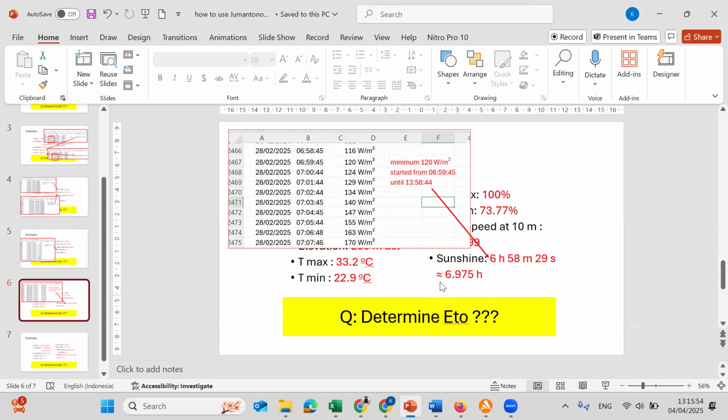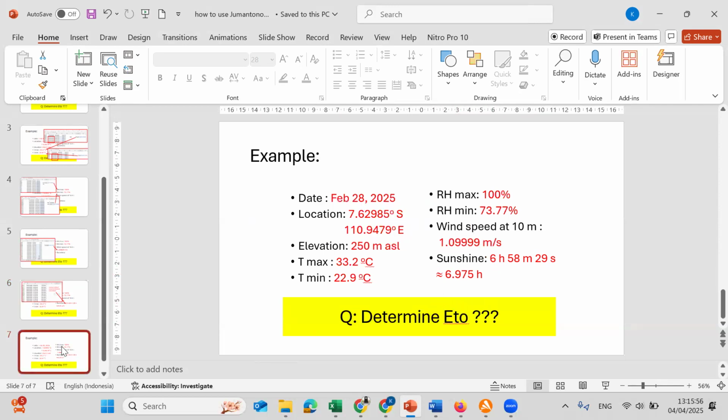So we got 6.975 hours. We already have all the information from the data, and then you can calculate using the Penman monthly. Good luck, and please try to do the assignment, calculating the evapotranspiration using the formula that has been given to you. Thank you.